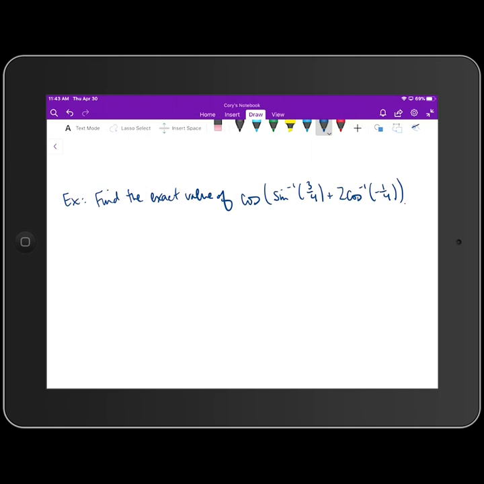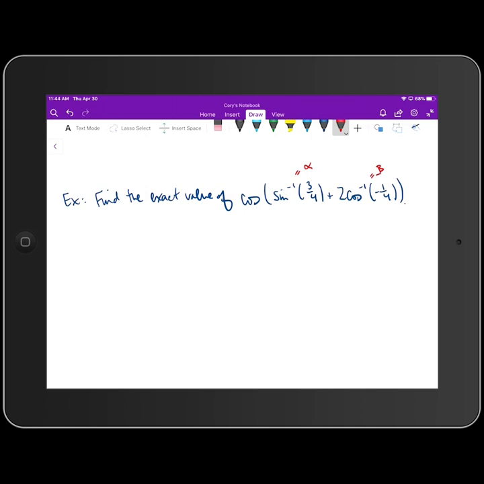Okay, so directions here ask us to find the exact value of the cosine of the inverse sine of 3/4 plus 2 times the inverse cosine of negative 1/4. Okay, so the way that we're going to want to work this one out is we know that the inverse sine of 3 over 4 is going to correspond to some angle measure. So we're going to go ahead and call that angle alpha. And the inverse cosine of negative 1/4, again, we know the output for an inverse cosine is going to be an angle measure. We're going to go ahead and call that angle beta.